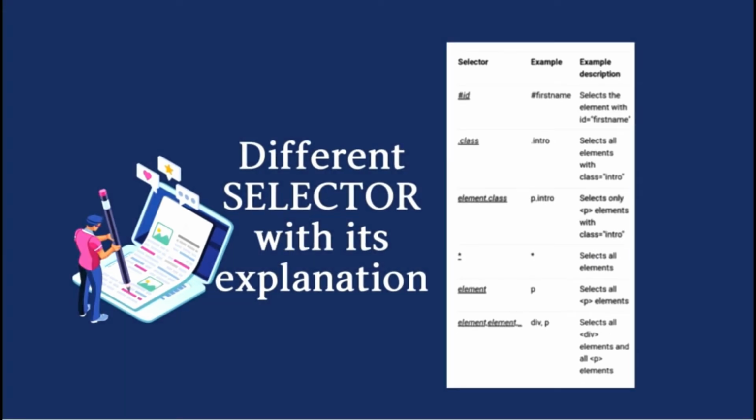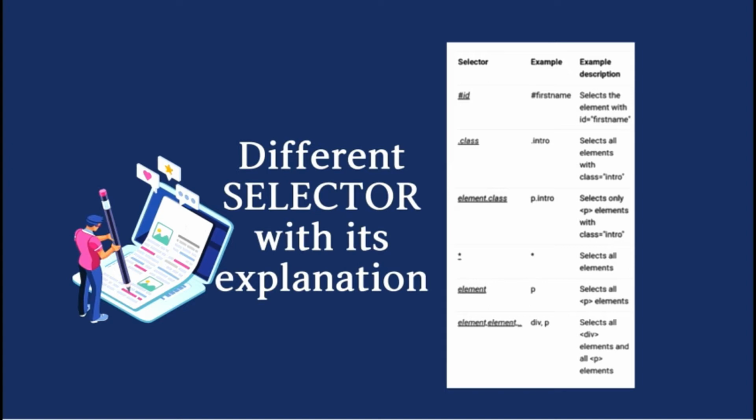Okay, so now we have the different selectors with their explanations. We have here the selector, an example of it, and the description of it. In the first one we have an ID selector. When it is an ID selector, you need to use a hashtag. Just always remember that if it's an ID selector, then you need to use a hashtag. Now we have an example: hashtag first name. This means that the hashtag is the selector, which is the ID, and then we have the ID name, which is first name.